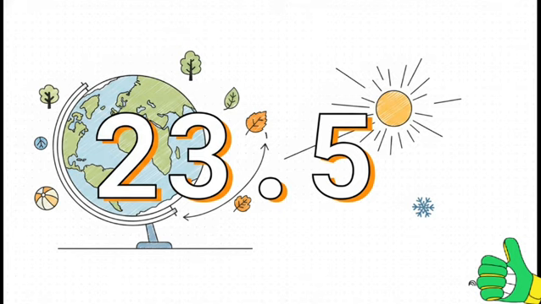But the absolute secret ingredient to those seasons is this number right here, 23.5 degrees. The Earth doesn't spin perfectly straight up and down. Its axis is tilted exactly 23.5 degrees from the perpendicular plane of its orbit.